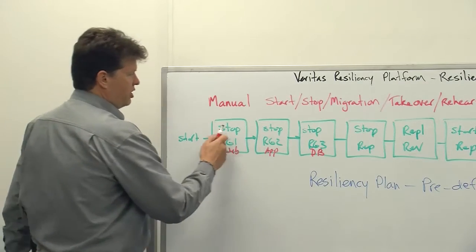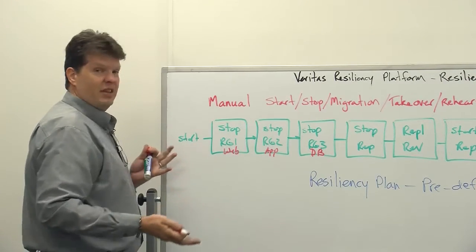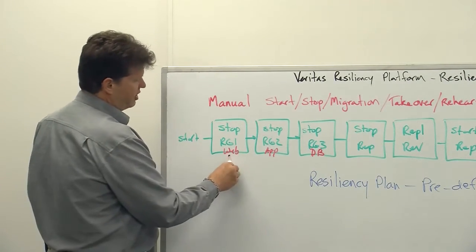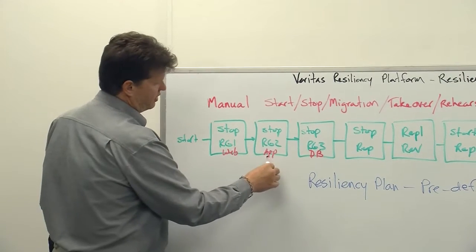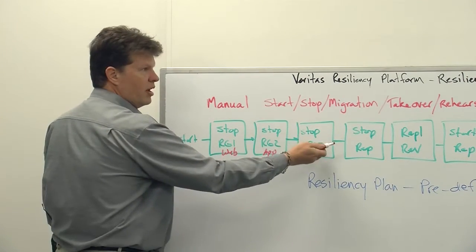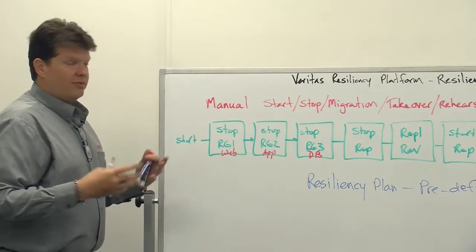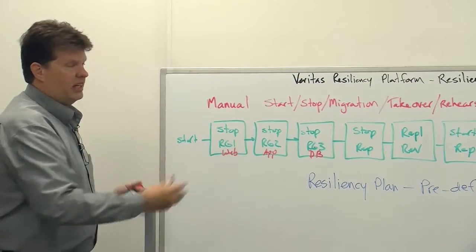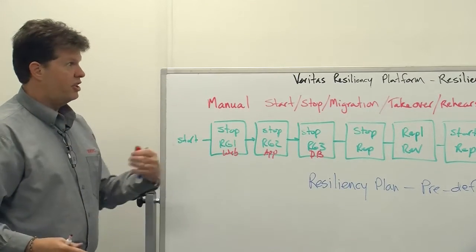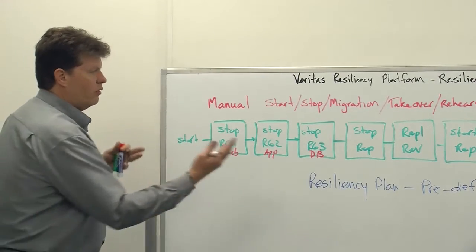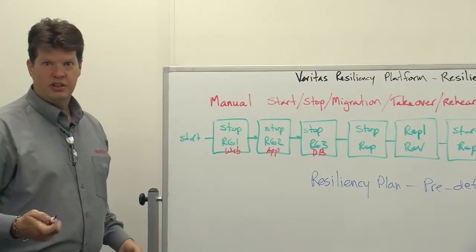Well, in order to shut these down, outside of a VBS, I would have to go to this resiliency group, shut it down, go to this resiliency group, shut it down, do my maintenance, come back, start this one up, then start this one up. So kind of a pain, lots of clicking and coordinating the startup and shutdown yourself. Well, Resiliency Plans gives us a one-click solution to this.